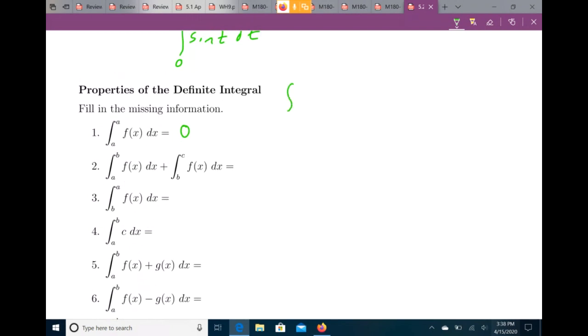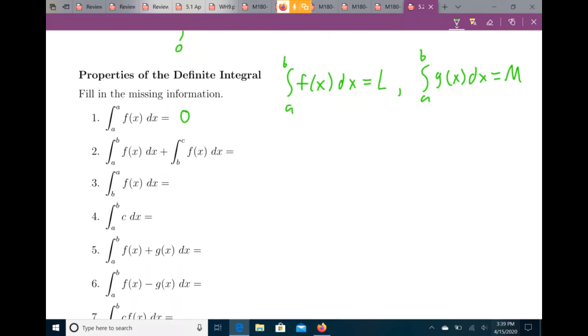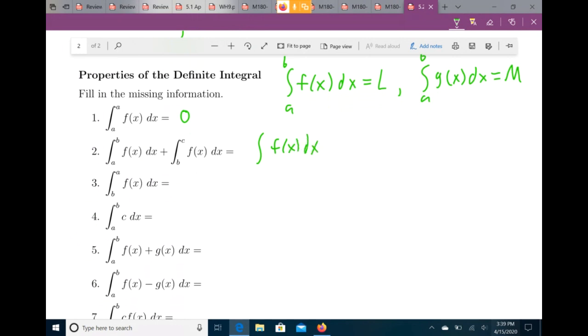I'm going to add some information here. Say the integral from a to b of f of x dx is some value L, and the integral from a to b of some function g of x dx is some value m. Looking at the second one, the integral from a to b of f of x dx plus the integral from b to c of f of x dx. We already kind of did this one. If you measure the area under a to b and then from b to c, it's the same as the area under what other interval? A to c. Good.